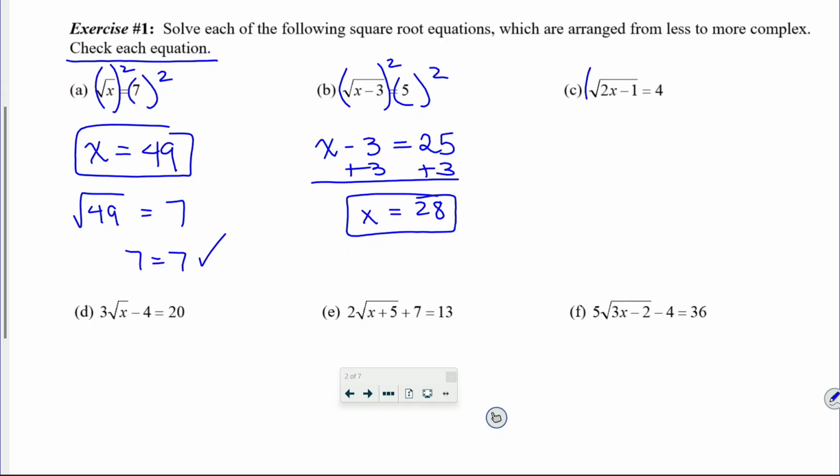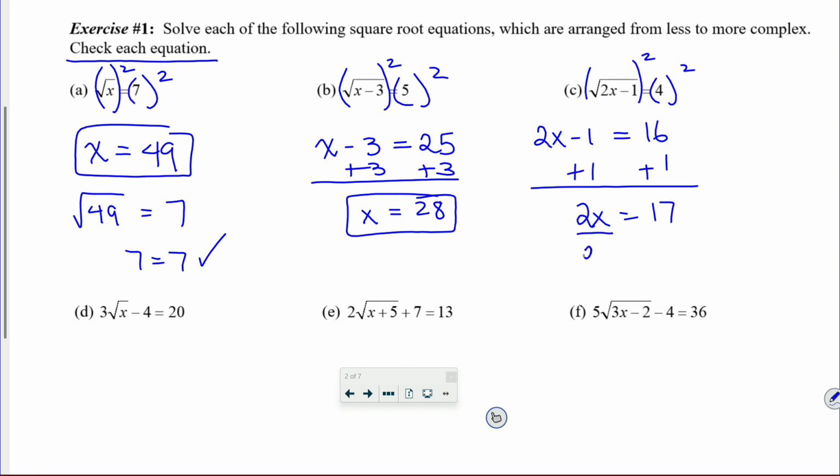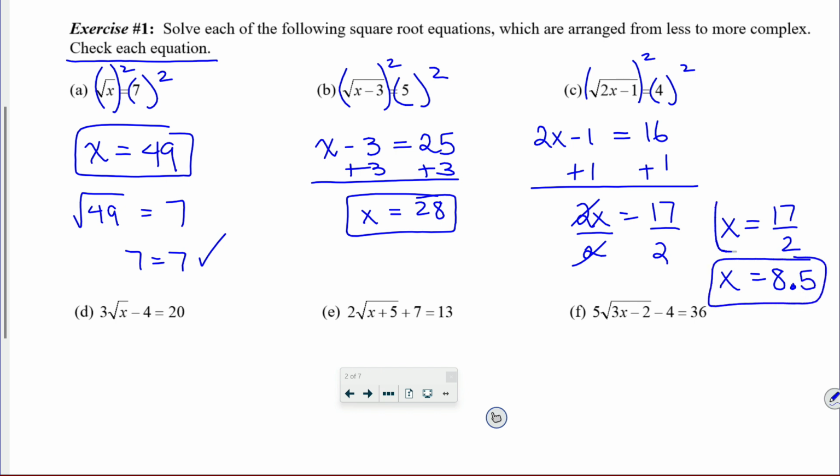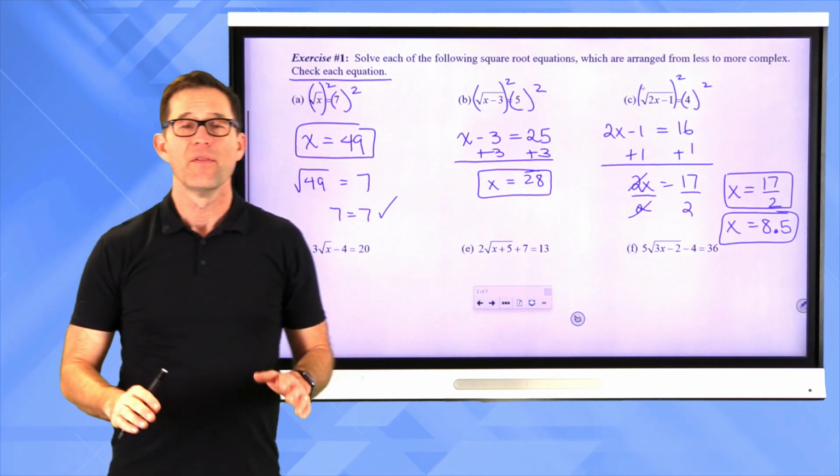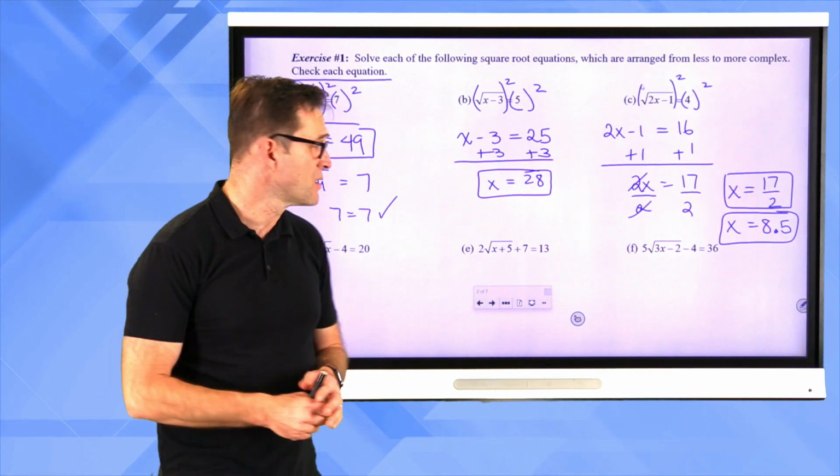Therefore, I take this original equation, I square both sides, and I get 2x minus 1 is equal to 16. And at that point, it's kind of a piece of cake, right? I add 1 to both sides, and I get 2x is equal to 17. And I divide both sides by 2, and I get x is equal to 17 halves, or if you like decimals better, you could get 8.5. Either one of these would be a fine answer.